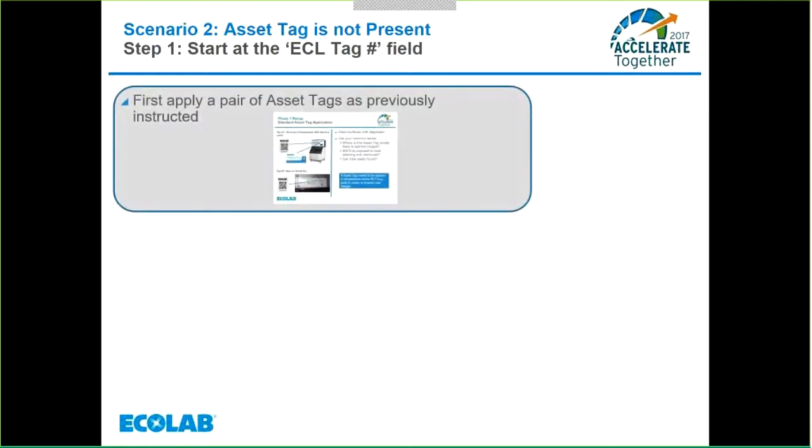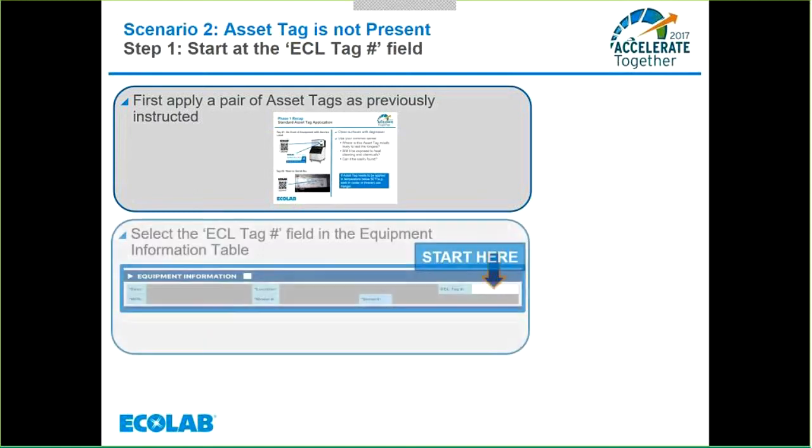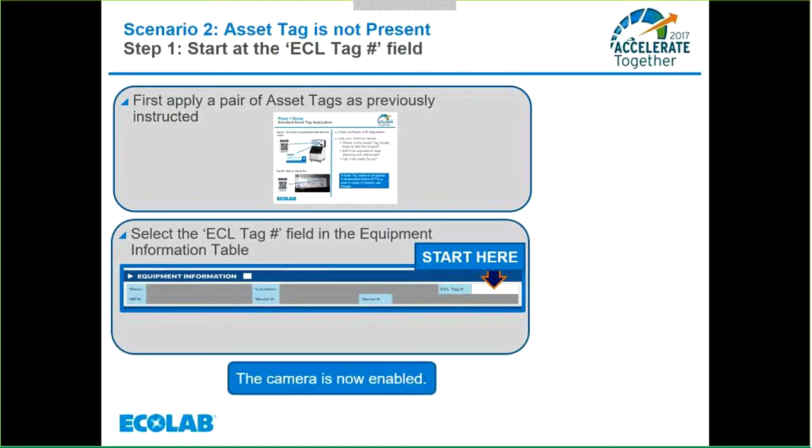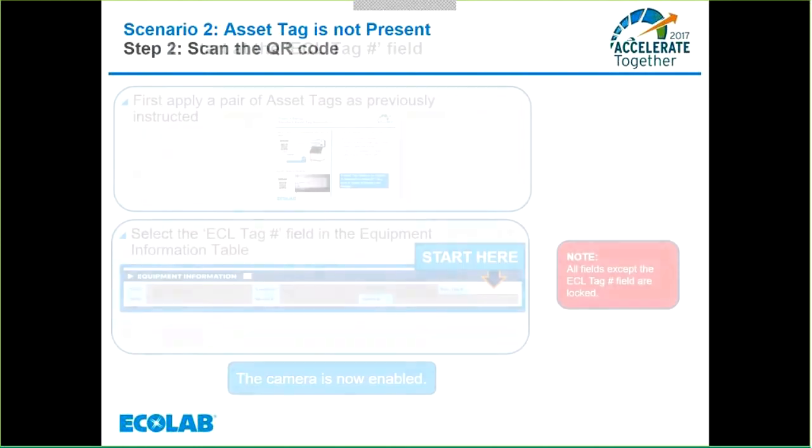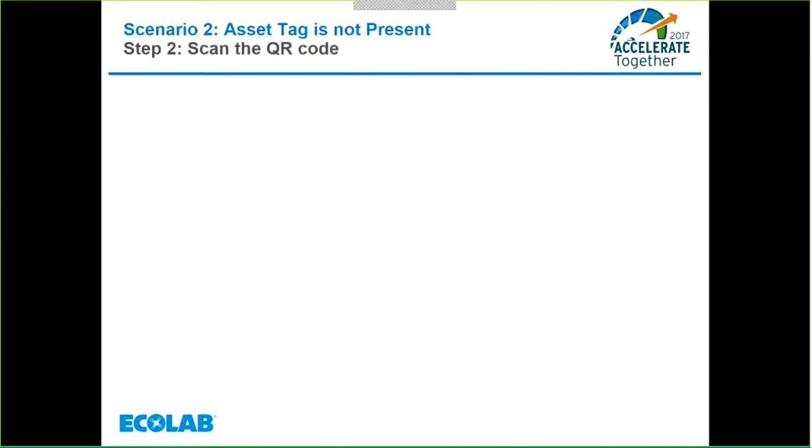Scenario number 2. You approach a piece of equipment for service and there is no asset tag present. Start with step 1. You will have already applied the asset tags as previously instructed. Once the asset tags are applied, then we need to select the ECL asset tag field in the equipment information table. The camera will now be enabled again. And remember that all fields except the ECL asset tag field are locked. Step 2. Scan the QR code.